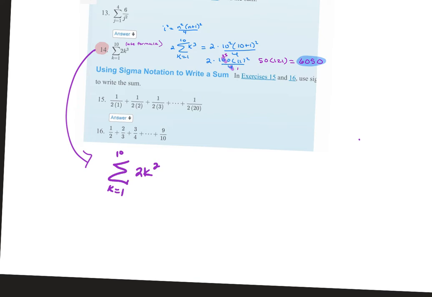We could do this by plugging in 1, 2, 3, 4, 5, 6, 7, 8, 9, 10. It's just going to take a long time. Or this is one of the ones where you can use the formula because the bottom number is 1. If the bottom number wasn't 1, you couldn't do the formula. So let's say the bottom number was 3, and I had to go from 3 to 10. You'd have to plug in from 3 to 10 and add them all together at the end, okay?